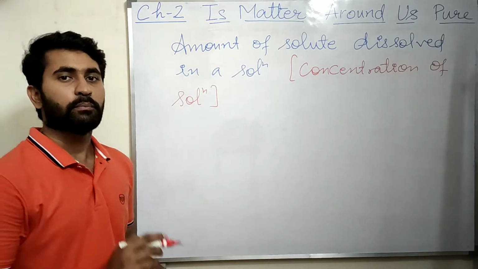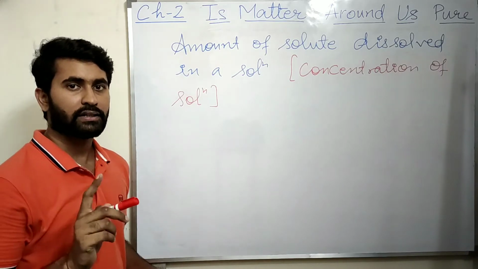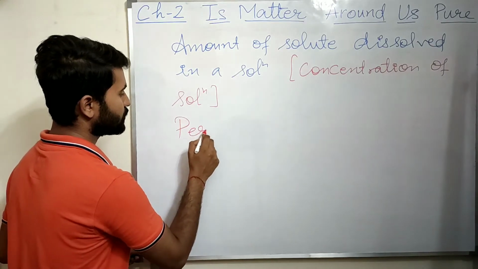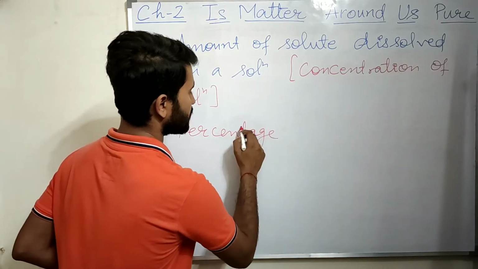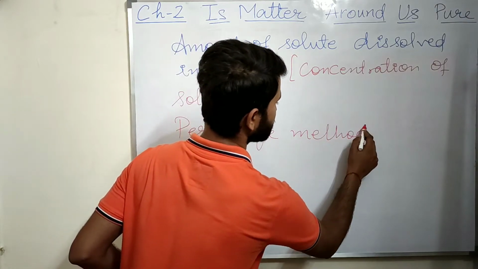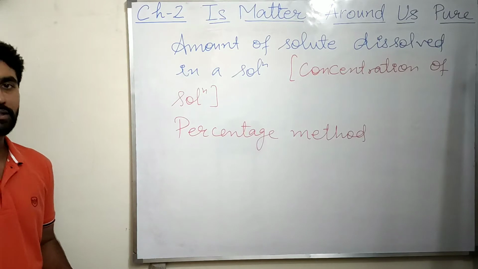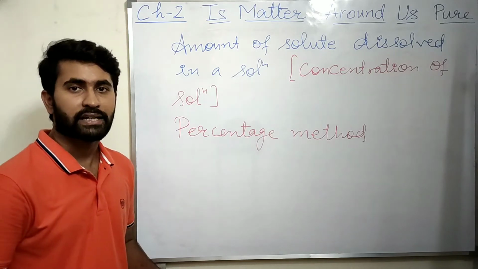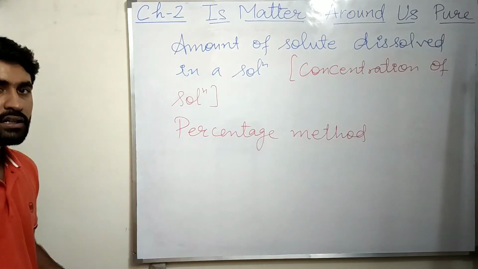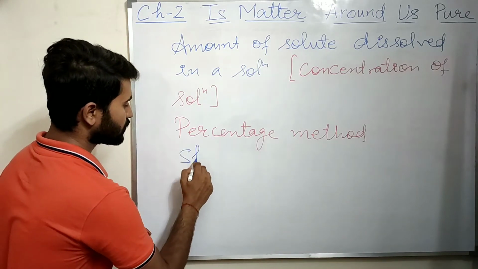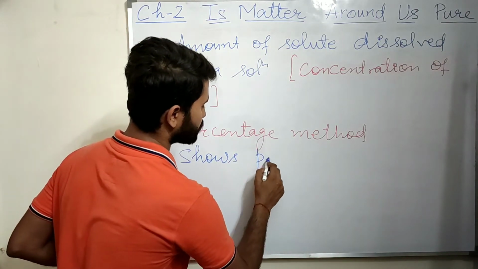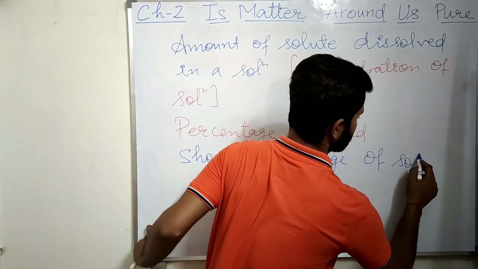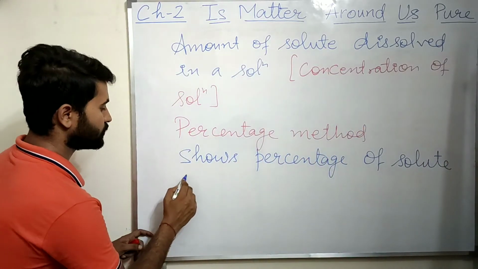The percentage method is the most common method of expressing the concentration of a solution. The percentage method shows the percentage of solute present in the solution.